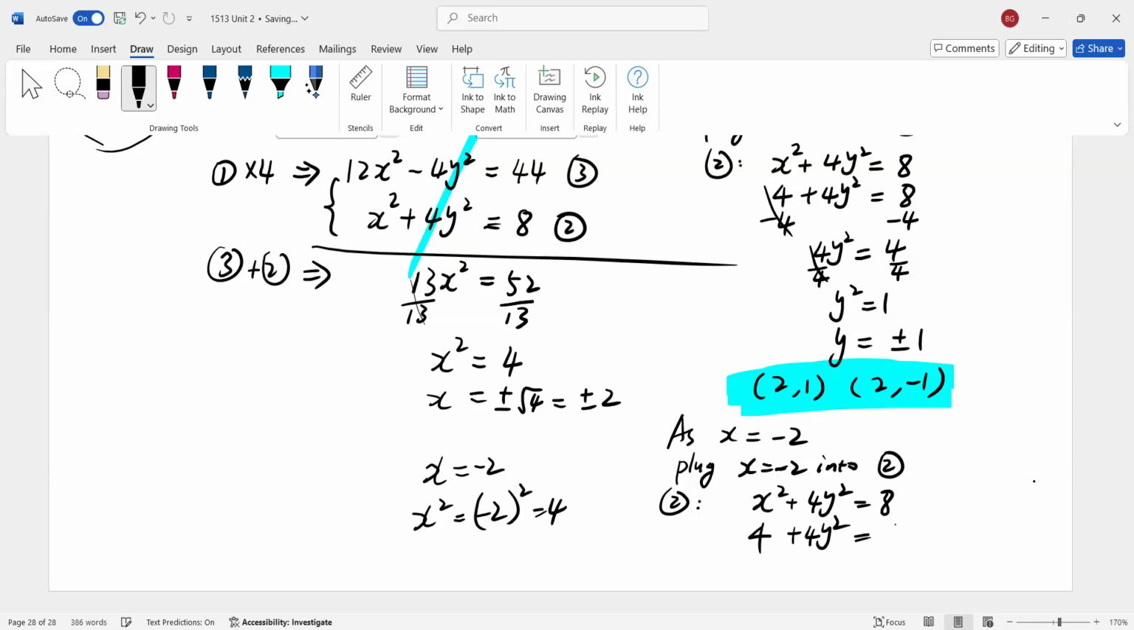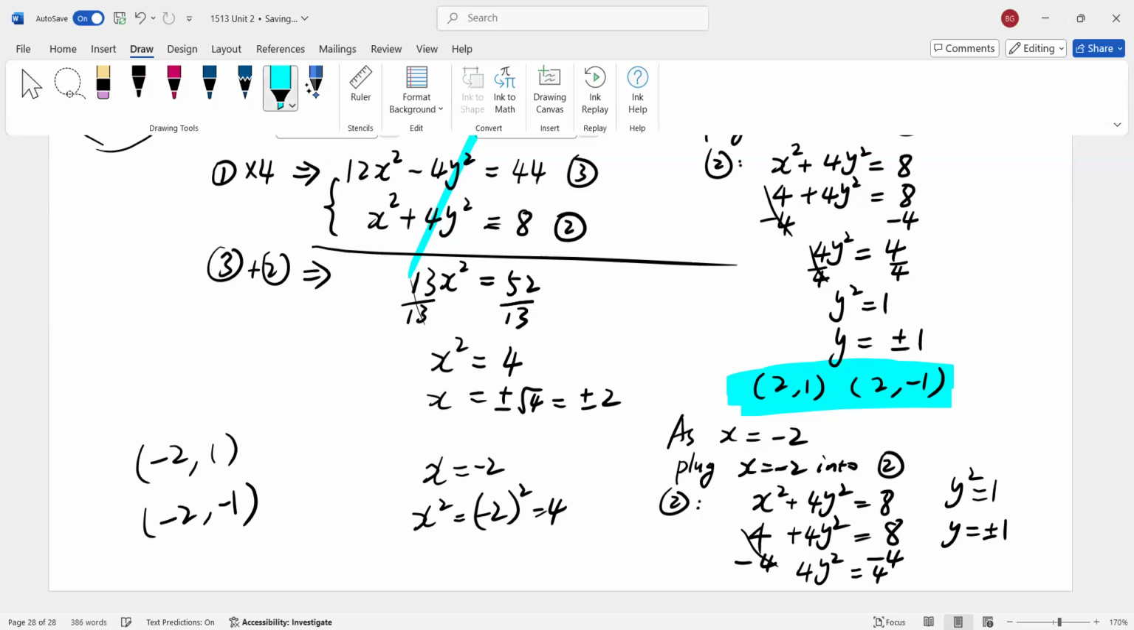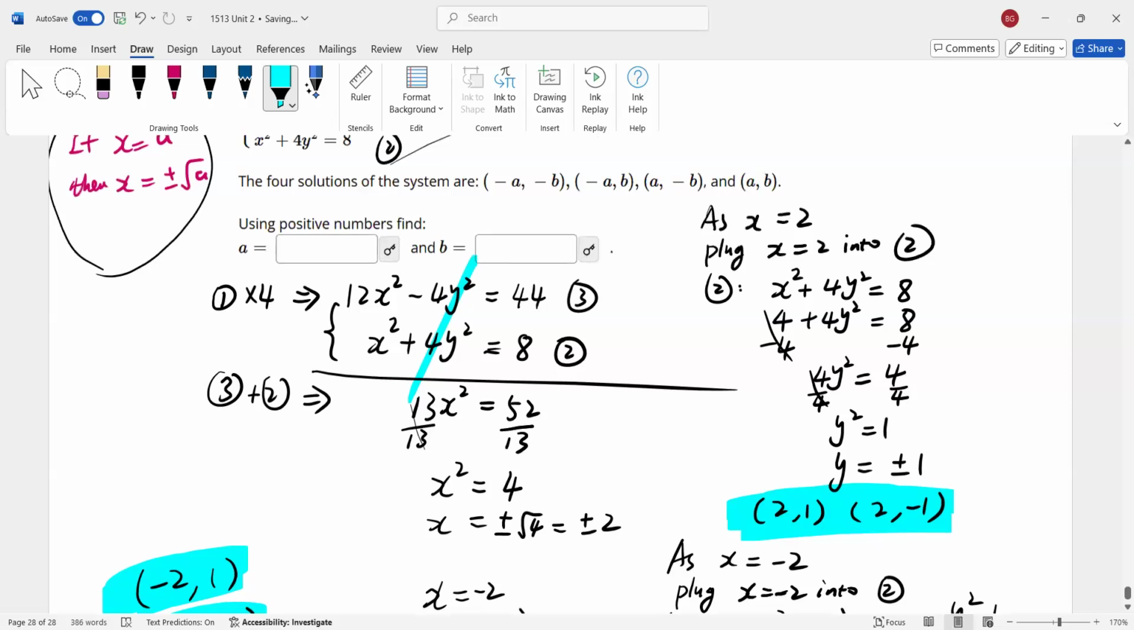And you see something very familiar, right? We just did exactly the same thing, because 2 or -2 both give x squared equals 4. And they cancel, we have 4y squared equals 4. And we have y squared equals 1, y equals plus or minus 1. So when x equals -2, we have 2 corresponding y values. y could be positive 1 or -1. So we got another 2 solutions. In total, we have 4 solutions.